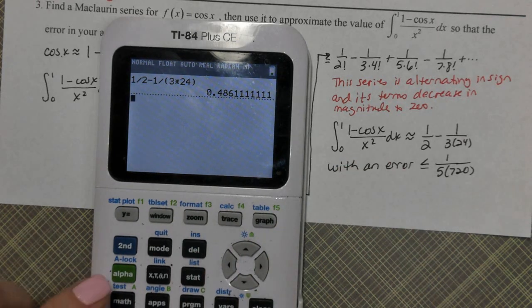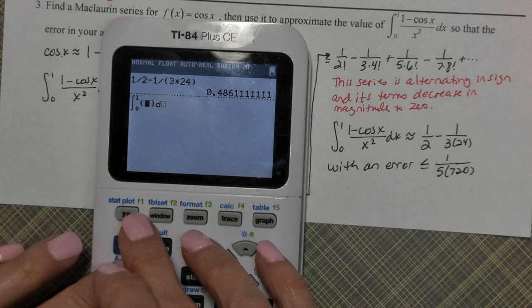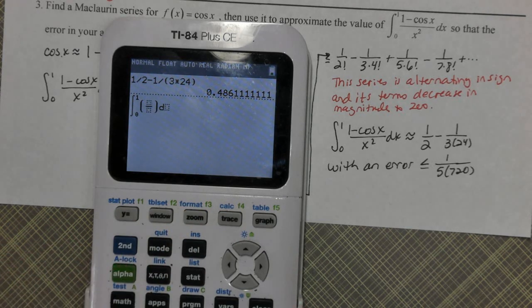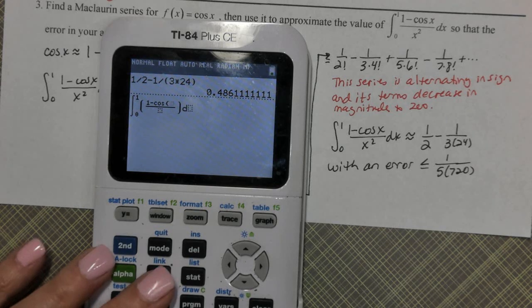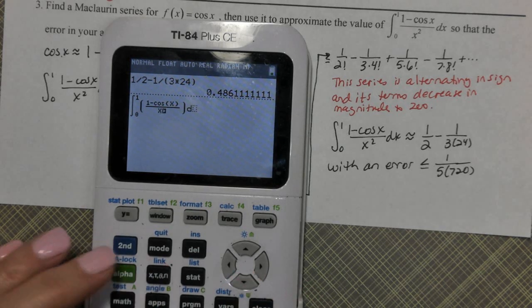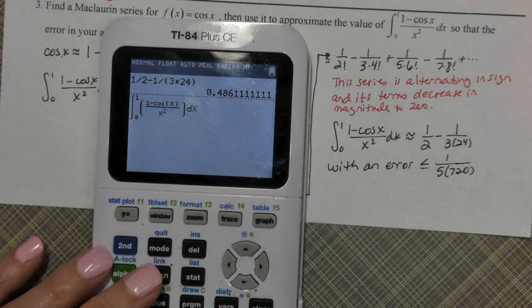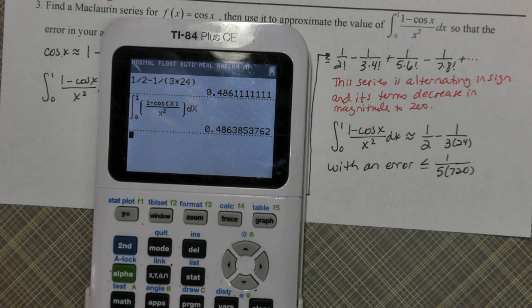Now let's find the calculator's approximation for the integral. Math 9, 0 to 1. I might just make it look like it says here. So 1 minus cosine x divided by x squared dx. So not a bad approximation. 2 terms was all it took to have our approximation have an error of less than 1 over 1,000. If we had done one more term, we would have gotten a better approximation.